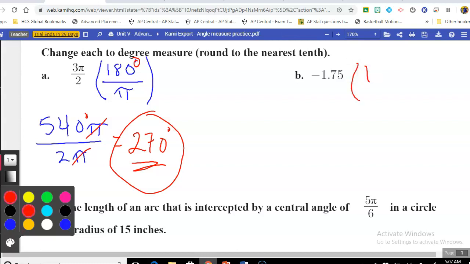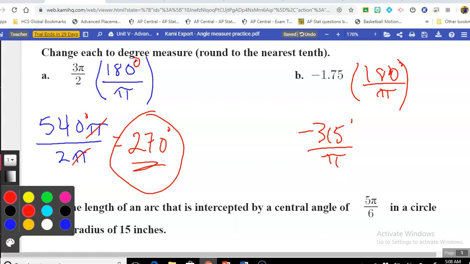I'm going to take 180 degrees because I'm trying to get degrees. I put it on top. And I'm trying to cancel out radians, so I put pi radians on the bottom. So we multiply negative 1.75 times 180, and that becomes negative 315 over pi. And then basically we would just simplify that by dividing by pi.